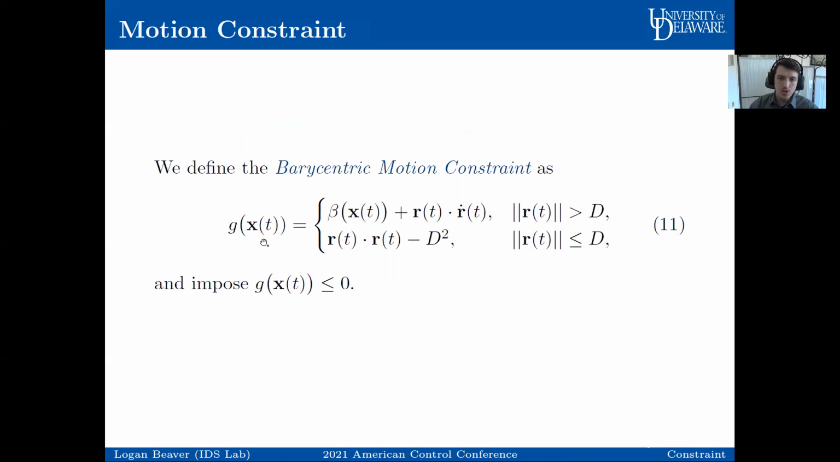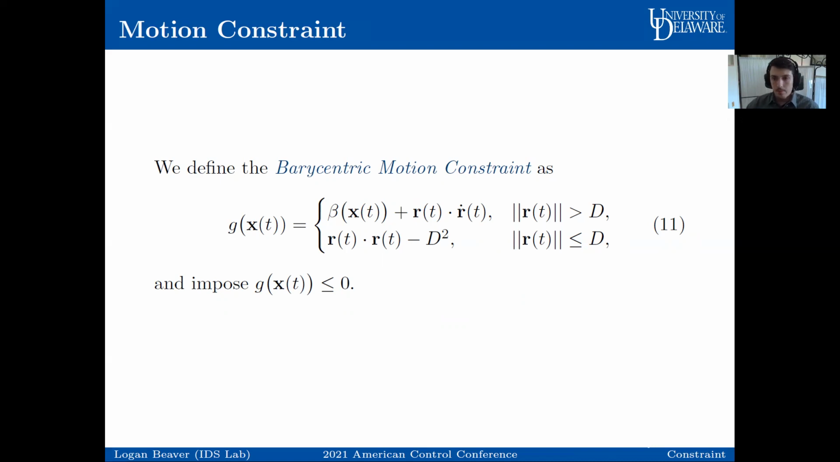We define this constraint g, it's piecewise in the relative distance. If you're outside of some desired distance d, then we just have a function beta, that's a function of the state, plus the dot product of the relative position and distance should be less than or equal to 0. So if beta is positive, this will have to be negative, we'll approach the target. Once we get within a distance d of the target, then we just have the relative position should be less than or equal to d.